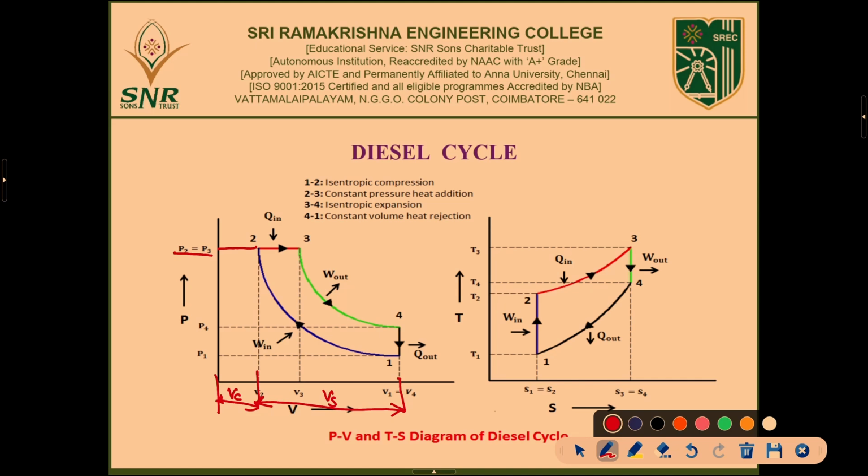Here the process 1 to 2 is the isentropic compression. There is no heat transfer between your system and the surroundings, so the entropy remains constant, that is S1 is equal to S2. Then 2 to 3 is the constant pressure heat addition process, and 3 to 4 is the expansion process, again reversible adiabatic, so S3 is equal to S4. And then 4 to 1 is the heat rejection process, again a curve like this.